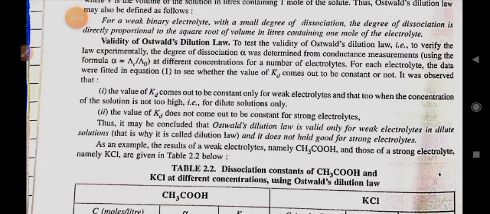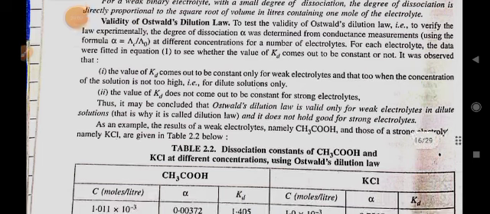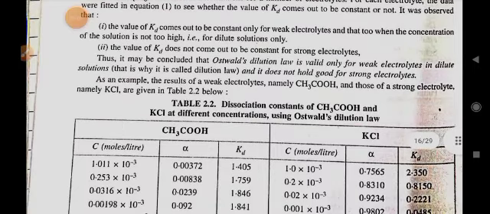The value of Kd does not come out to be constant for strong electrolytes. Thus it may be concluded that Ostwald dilution law is valid only for weak electrolytes in dilute solutions, that is why it is called the dilution law, and it does not hold good for strong electrolytes. As an example, the results of a weak electrolyte, namely acetic acid, and those of a strong electrolyte, namely KCl.